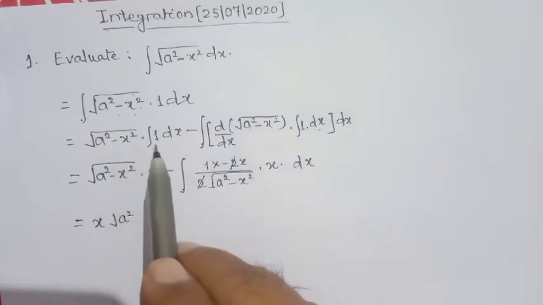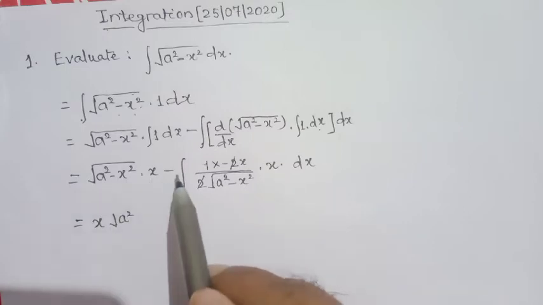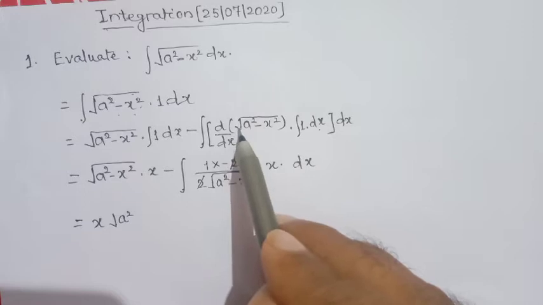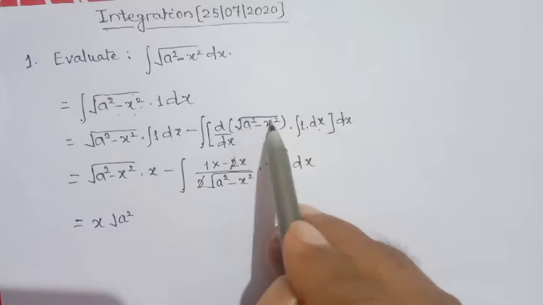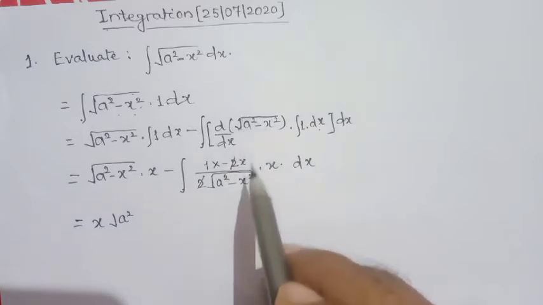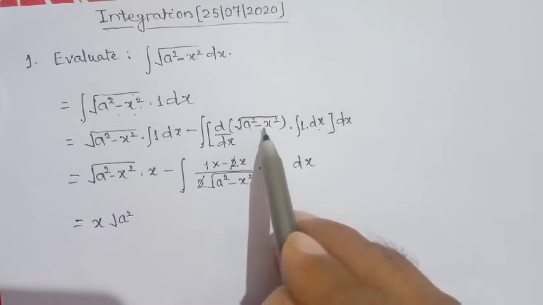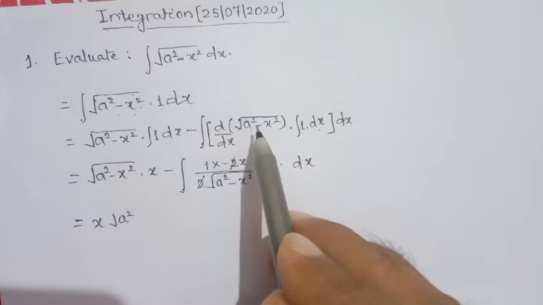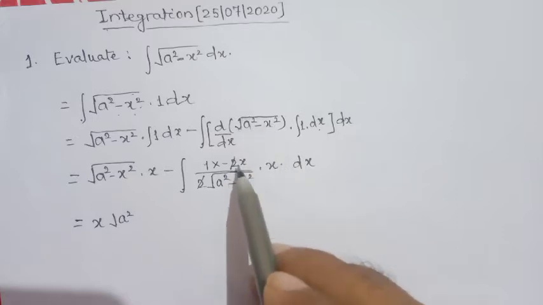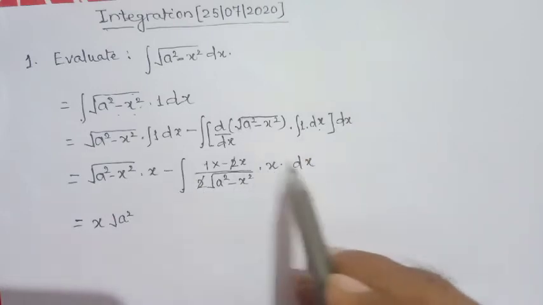Integration of 1 is x, so it should be written as under root a square minus x square into x, minus. Differentiation of root x is 1 by 2 root x, so it should be 1 by 2 under root a square minus x square, then multiplied with differentiation of a square minus x square. Differentiation of a square, students, is 0 because it is constant, and of x square is minus 2x, and here the integral of 1 is x, and its overall integration be there.